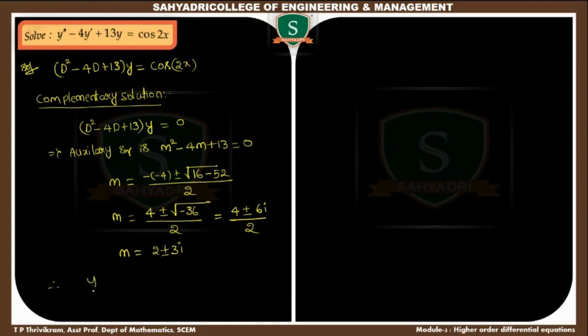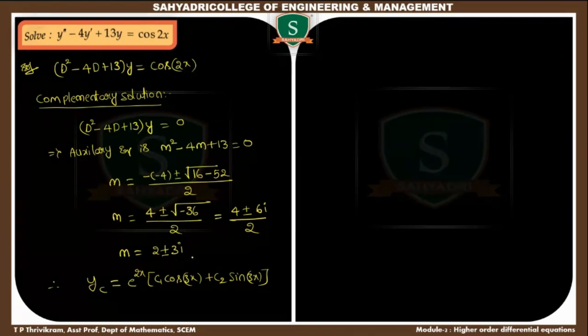So therefore your complete solution or complementary solution yc is equal to, how to write? It's a complex pair, 2 plus or minus 3i. e to the power 2x into c1 cos 3x plus c2 sin 3x. Yes, so in this way we have to write the complementary solution.